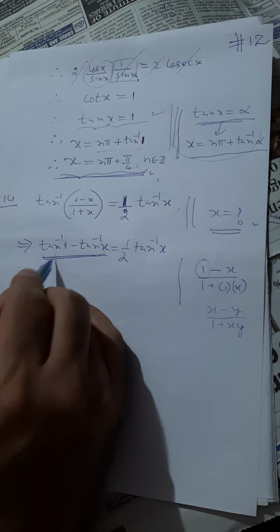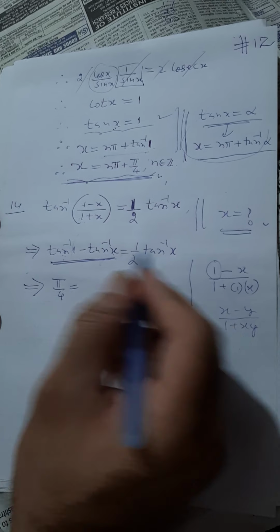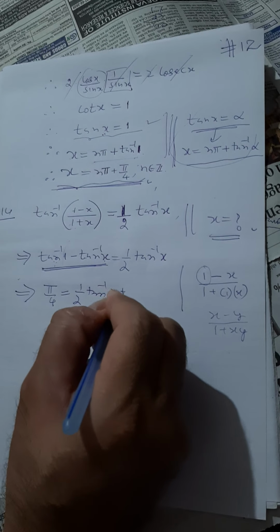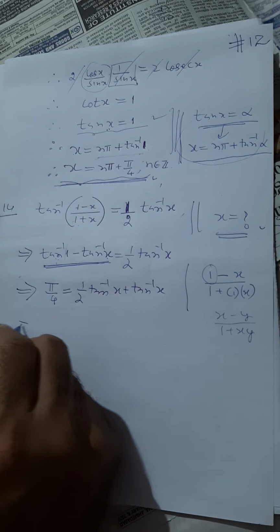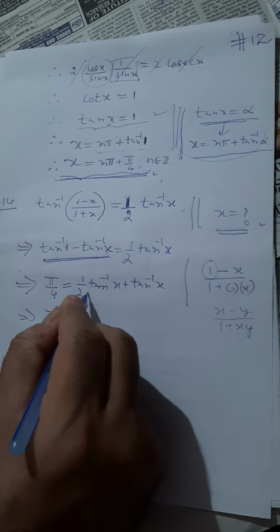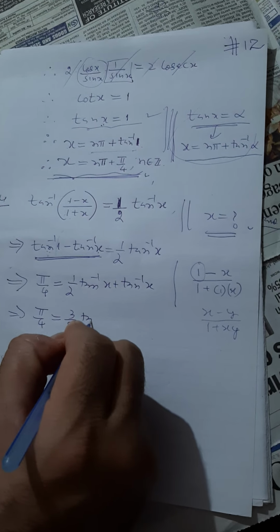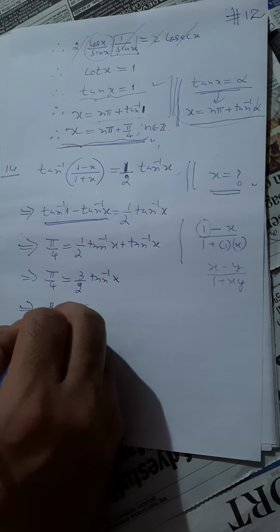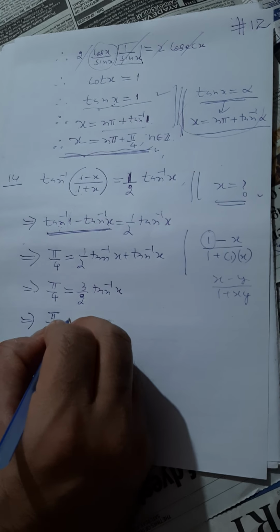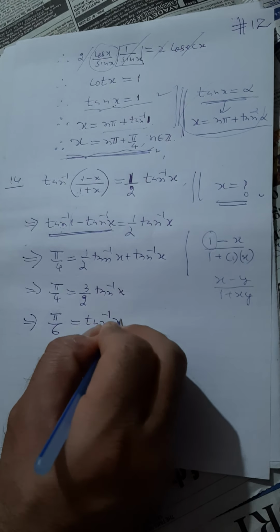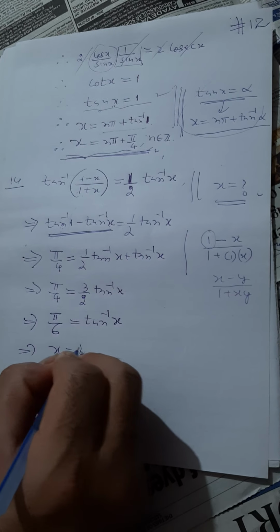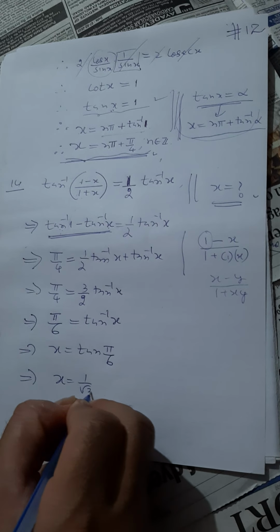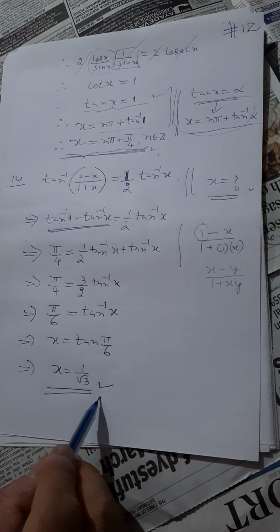So it implies this is pi by 4. I'll take this one to the other side. So 1 by 2 tan inverse x plus tan inverse x. So pi by 4 equals half plus 1, that is 3 by 2 tan inverse x. So if I simplify, pi by 6 equals tan inverse x. So therefore x equals tan pi by 6. And you know tan pi by 6 is 1 by root 3. So here x is 1 by root 3.